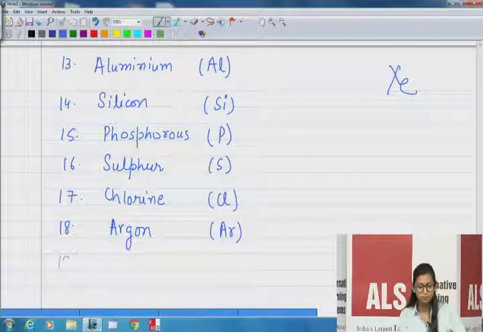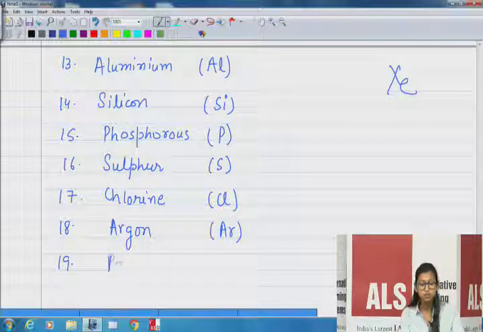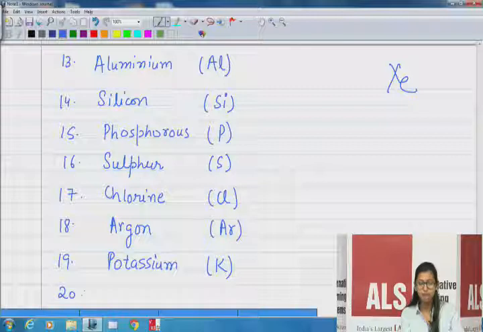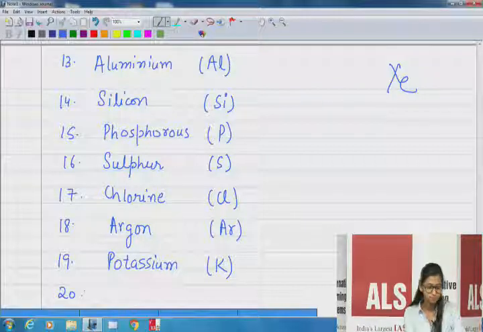So, number 19 is, anyone any idea? It is potassium. Potassium symbol is K. And the last one, who will tell the last one? Yes, tell me.